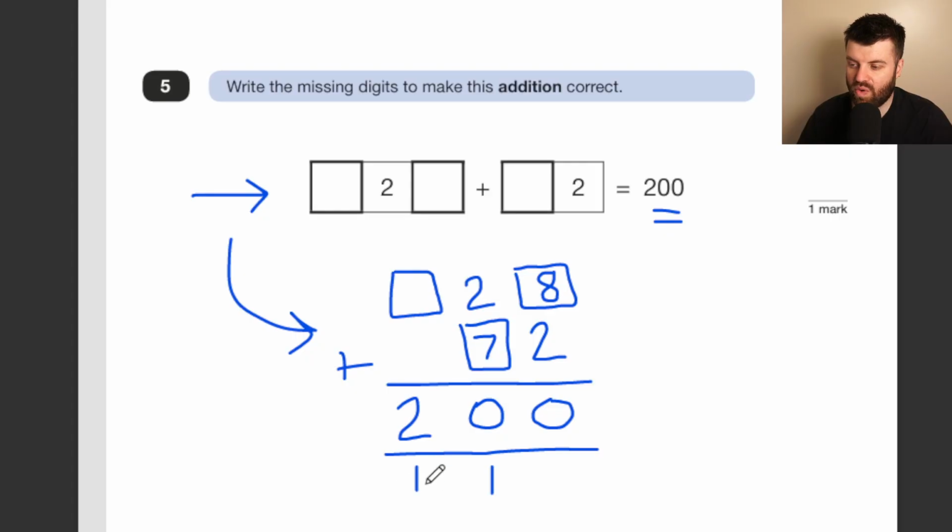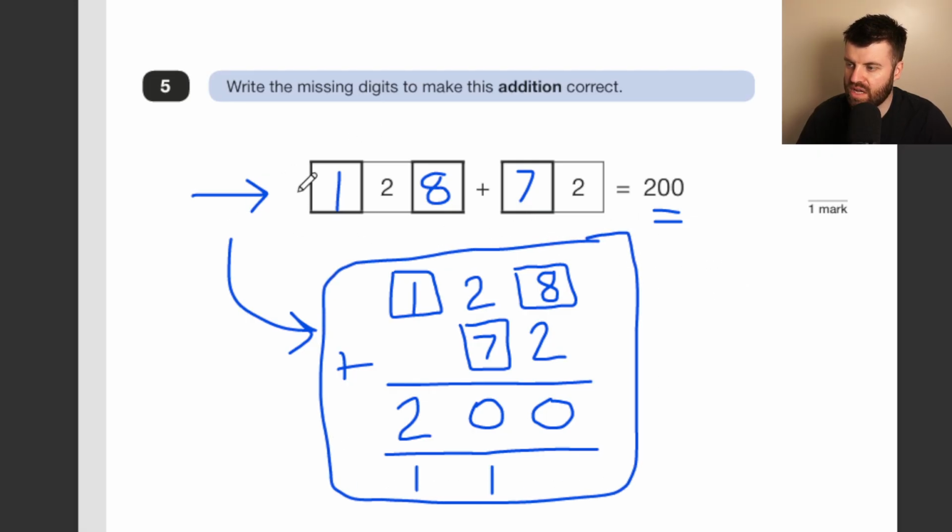And again, I've got 1 at the bottom plus blank is going to give me 2. So this must be a 1. So this is 72 plus 128. Now, if we hadn't done this right here, we might have rushed in and just gone, well, in the hundreds must be 2 because there's 2 hundreds. And you'd be wrong straight away.